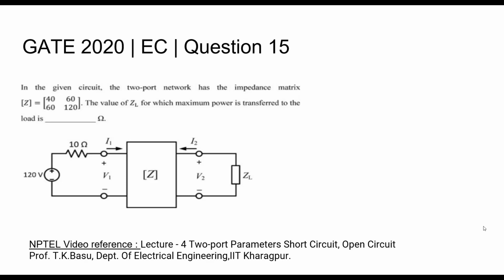In the circuit, the two-port network has the impedance matrix Z equal to 40, 60, 60 and 120. The value of ZL for which maximum power is transferred to the load is dash ohm.